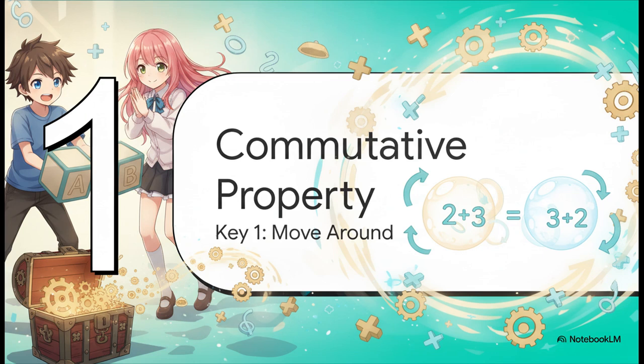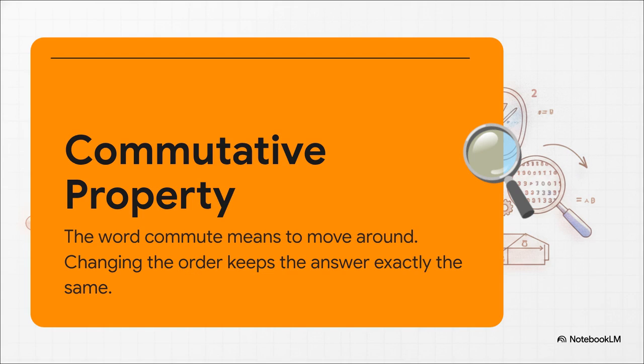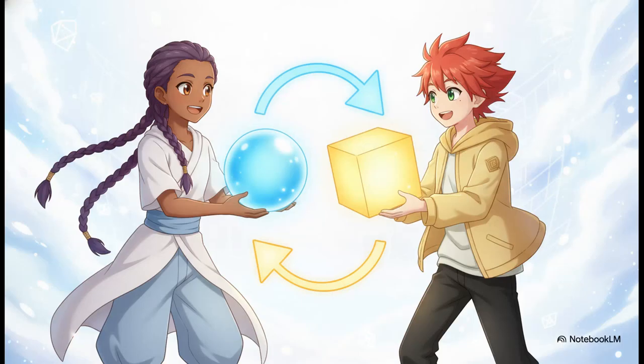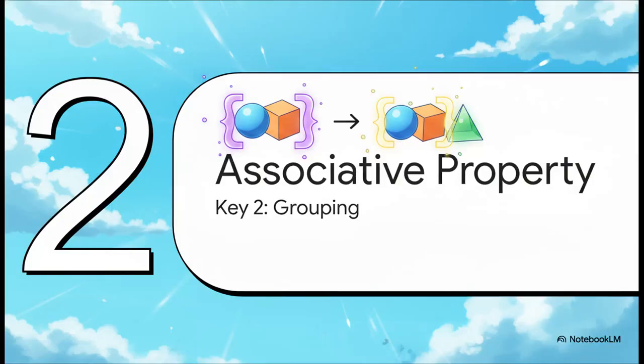Key number 1, unlocking the commutative property. So the word commute simply means to move around. And if you look at the beautiful Arabic translation on the screen, it captures this idea perfectly. It's really all about switching or swapping places. See, when you're adding or multiplying, the numbers can commute to entirely new locations. But your final answer stays completely identical. A plus B is exactly the same as B plus A. The elements shift around, but the result remains totally anchored. It just proves that the structure in addition and multiplication is beautifully flexible. Let's move to the next one and see how this builds.